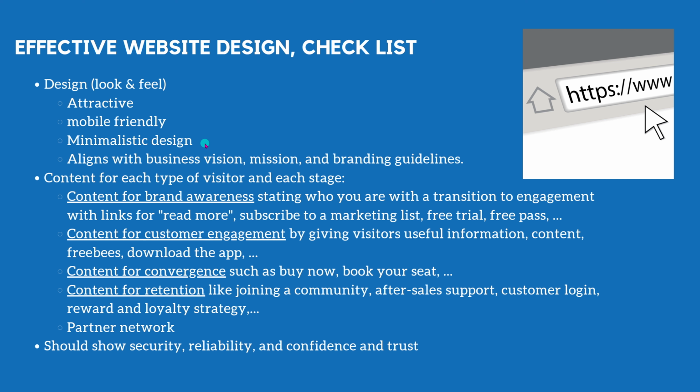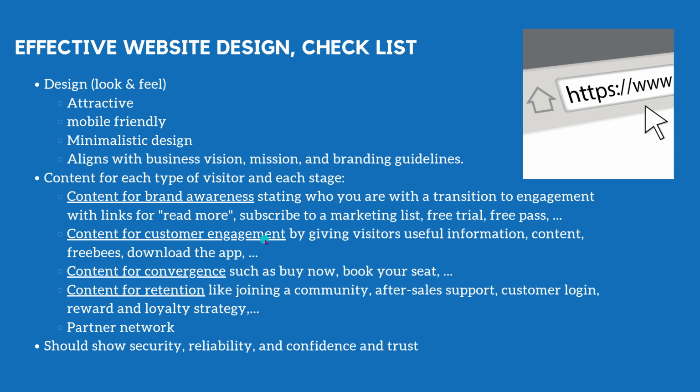Minimalistic design. Try not to make your website so crowded. As we explained, if your website is designed around the 4 stages of the customer life cycle, when somebody visits your website, try to put content for brand awareness with some link to the engagement part. You should be putting content for each type of visitor. The content for brand awareness states who you are, with a transition to the engagement stage, like subscribe to our blog, try our services, take a 2-day free pass to our gym, etc., etc.